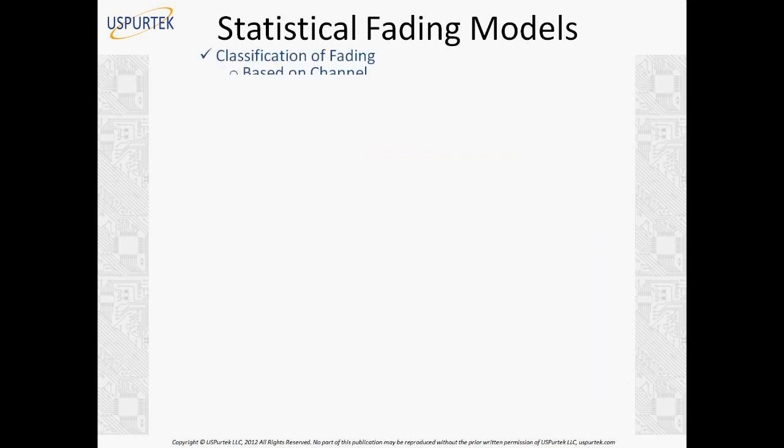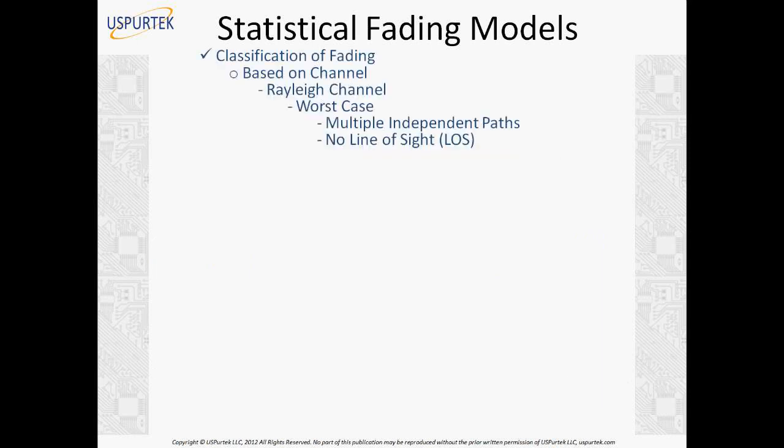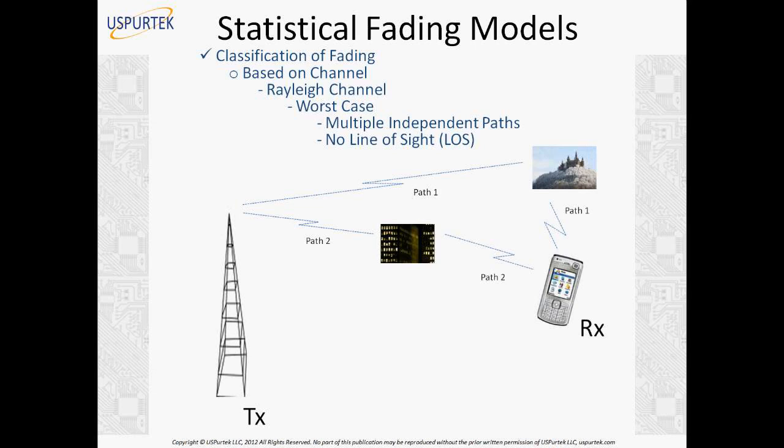So let's move on to the next one, the Rayleigh channel. Now the Rayleigh channel is the worst case scenario. This is the most commonly encountered scenario in cellular communication networks, because you really don't have a line of sight. In a downtown area of a big metroplex, you really can't see the cell tower. The handset can't see the cell tower. You have multiple independent paths. So it represents a worst case. And Rayleigh is after the name of the researcher who did some research on this type of fading channel. That's why we call it a Rayleigh channel.